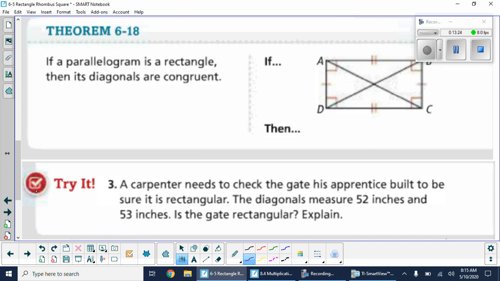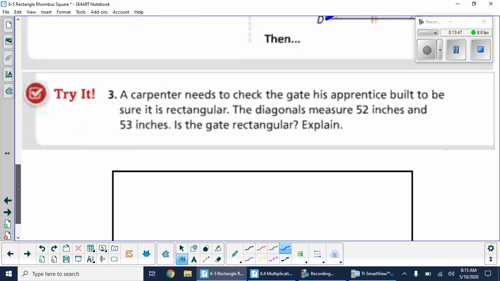So taking a look at Theorem 6.18, we're talking about a rectangle. In a rectangle, diagonals are congruent. So that's talking about this one that I'm going to outline here in purple, and this one that I'm going to outline here in blue. Those are equal in a rectangle. If they're not equal, it's not a rectangle. So that kind of leads us to this question.